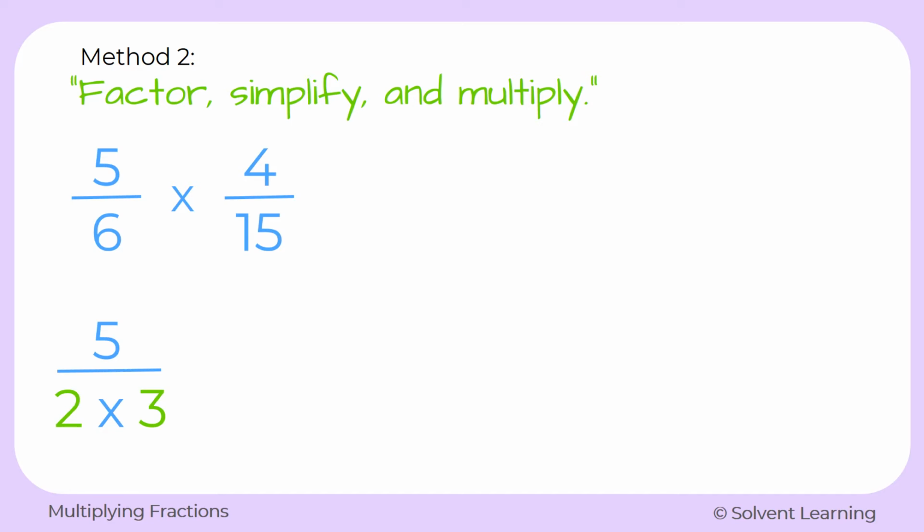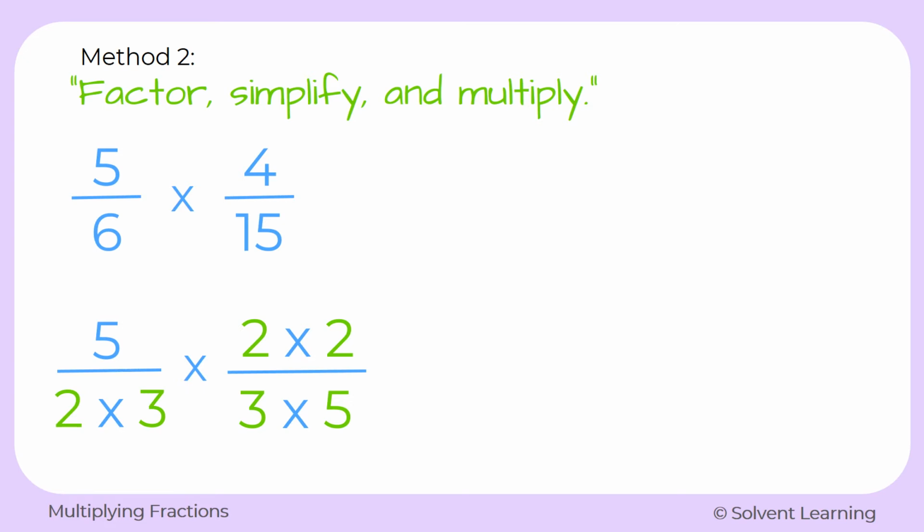And then we do the same process for the second fraction. The 4 in the numerator can be factored into 2 times 2, and the 15 can be factored into 3 times 5. So it will look like this. And of course, we're multiplying these fractions together. Now remember, these still represent the same fractions, the same numbers, but they're just factored out.